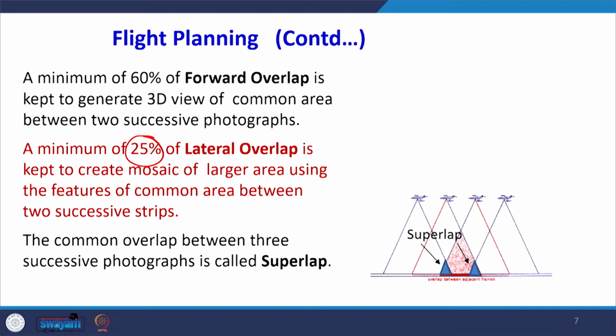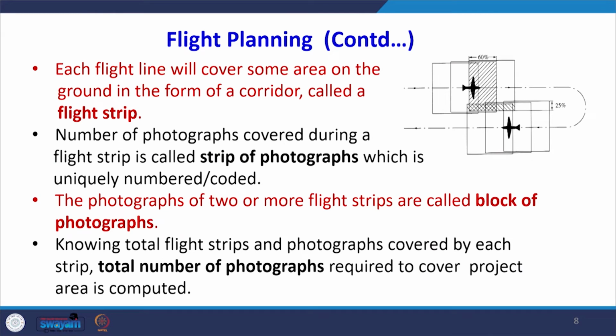The common overlap between 3 successive photographs: if I take photograph number 1, photograph number 2, photograph number 3, the common portion between the 3 photographs, which is shown here by the blue color, is the superlap. So, we call it the superlap between 3 successive photographs, the common portion.